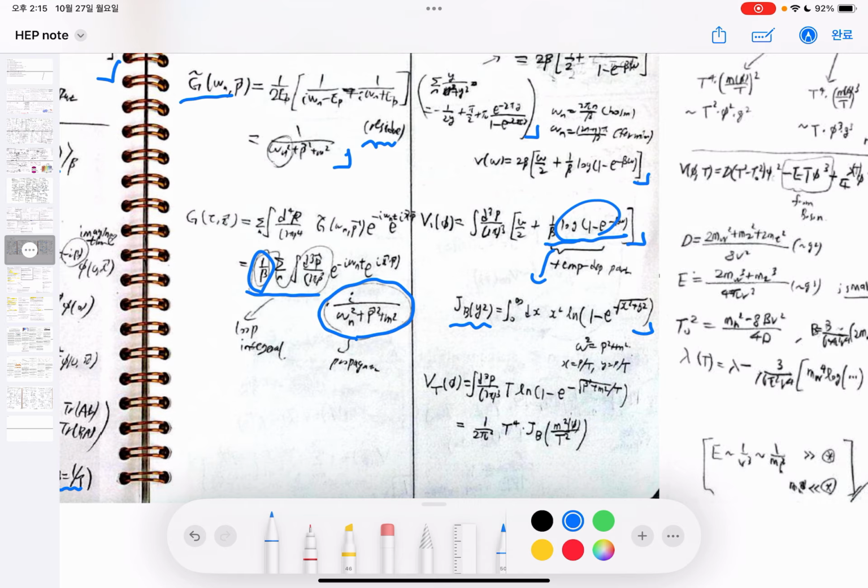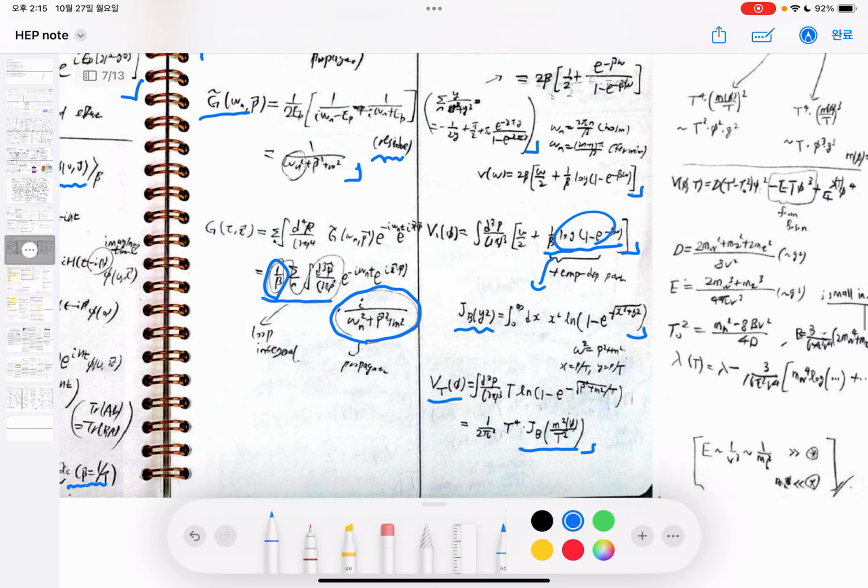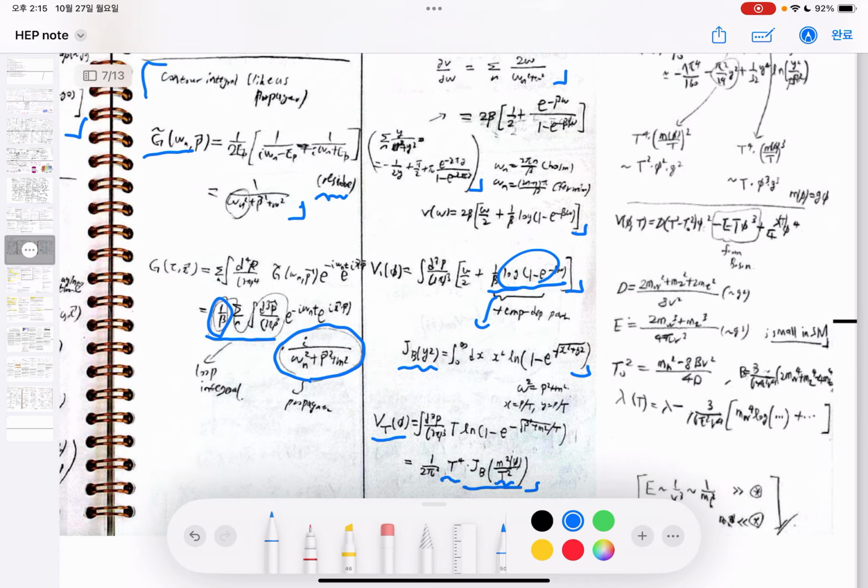So if we define some function JB of y squared inside of this one as this form, and if we set omega k as the square root of p squared plus m squared, the relativistic energy momentum relation, then the one loop thermal potential can be written with the function JB of the m squared over T squared. Here the m squared effective mass comes from the potential, and the thermal effects are included here, like capital T, the temperature.